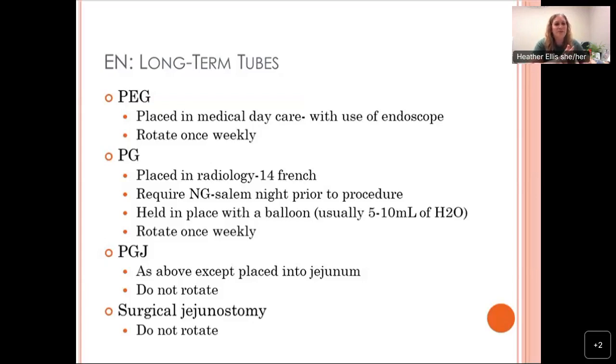And if you have 2 ports, generally they're red ports, and you have a 20 French tube, it might say 20 French on the shaft, it might not. That would be your indicator that you have a PEG in situ.